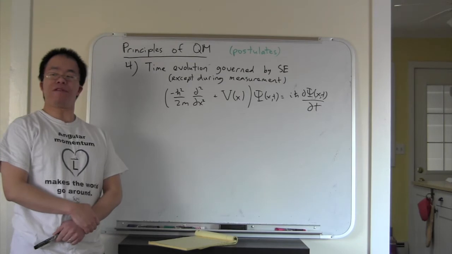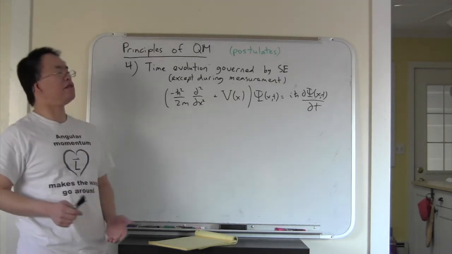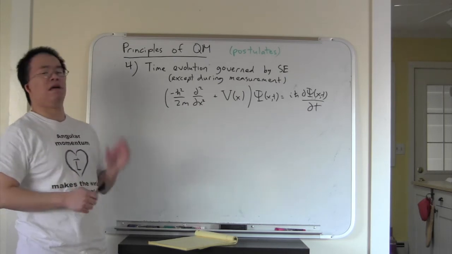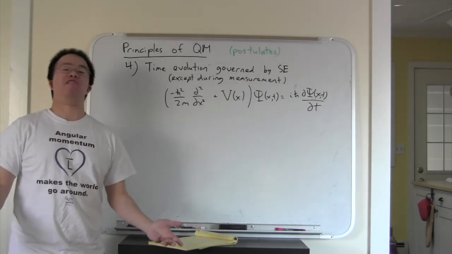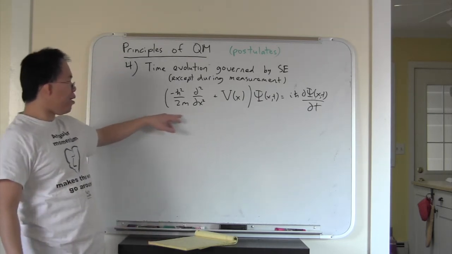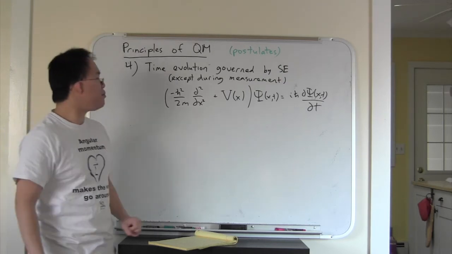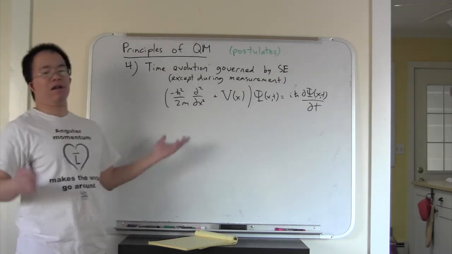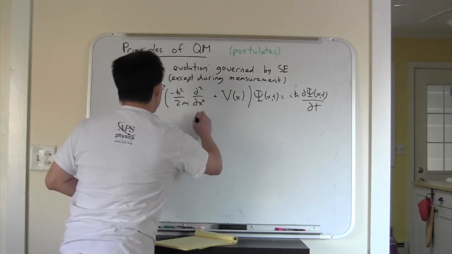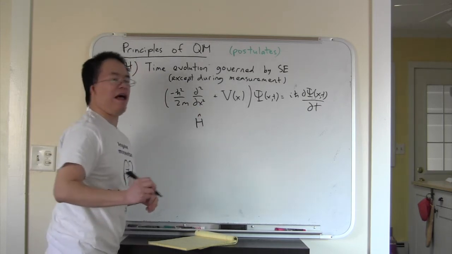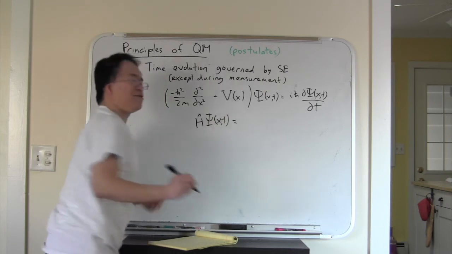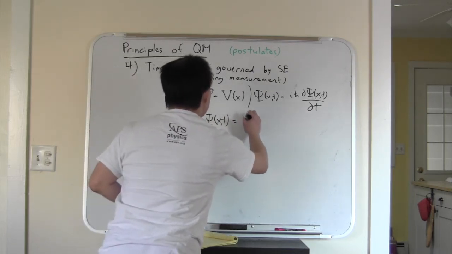So principle number 4 of quantum mechanics is that time evolution in general, except during measurement, is governed by the Schrodinger equation. This is where we started back in chapter 2. You know now what the form of the full time-dependent Schrodinger equation is, now that we've learned about operators, but I can simplify this a little bit to say that it's the Hamiltonian operator acting on my wave function that gives rise to its time evolution.